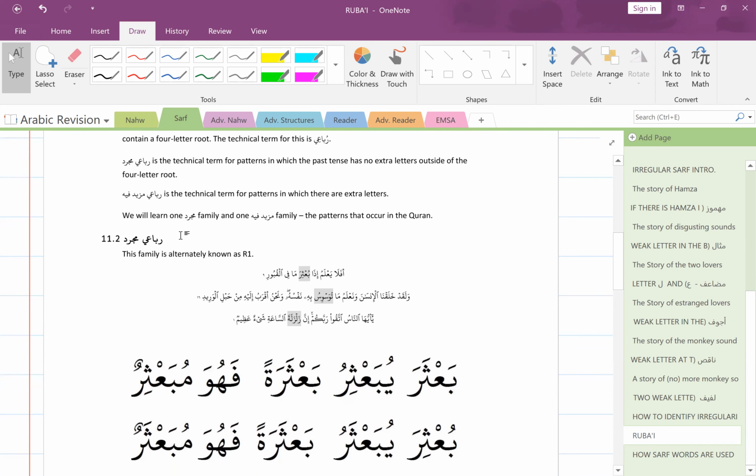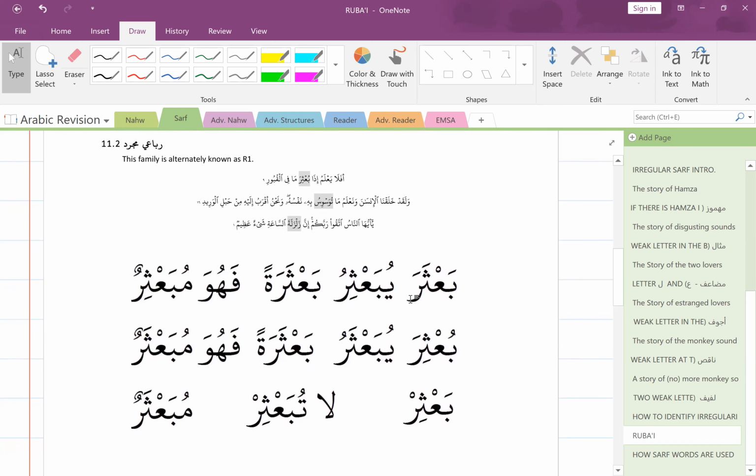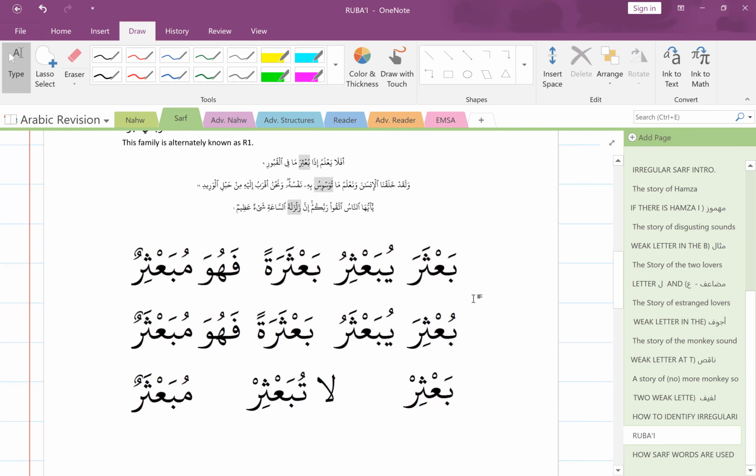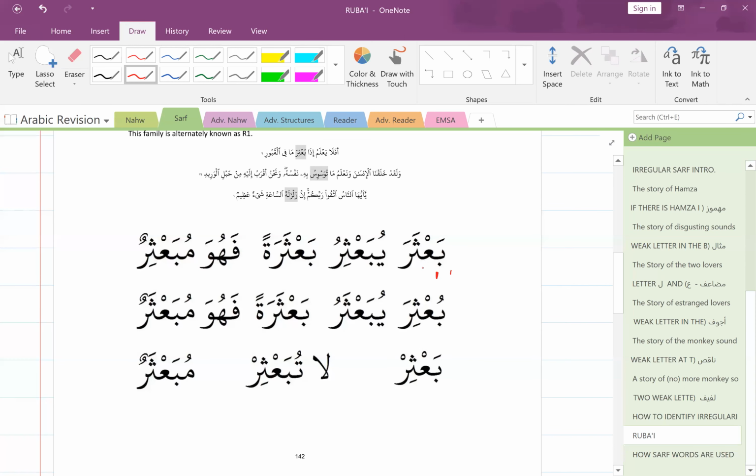So the same way you look at small families and big families in Thulathi, the same way you look at small families and big families in Rubaa'ii. So Rubaa'ii is also known as R1. So for example, ba'thara. If you look at the word ba'thara, and this happens in the Quran as well, that's why we are looking at it. You have ba, so this is the first letter, then you have ayn, then you have tha, then you have ra. So if you count, these are 4 different letters, okay? That's why we are saying it's Rubaa'ii, it's a 4-letter root. So ba'thara.